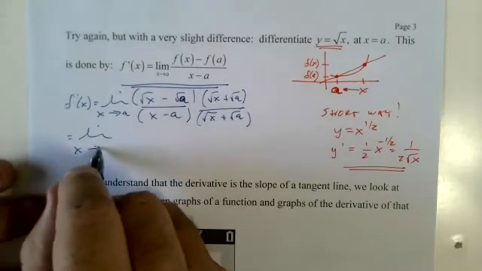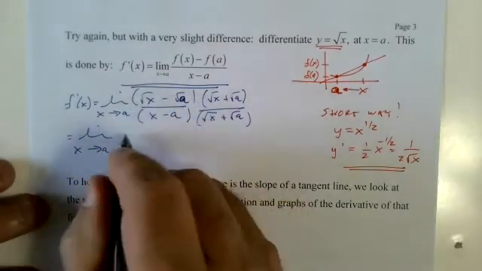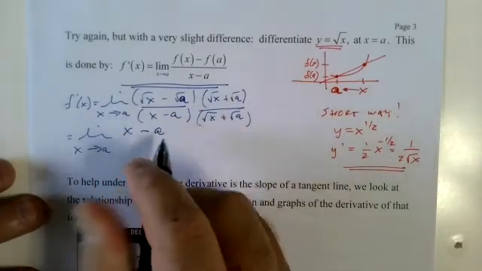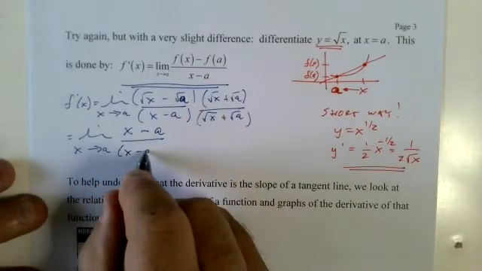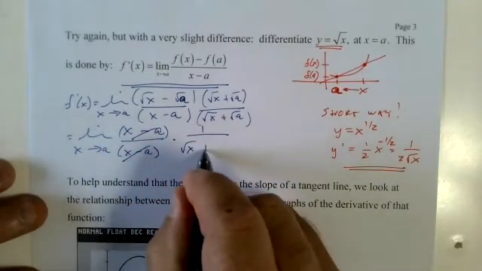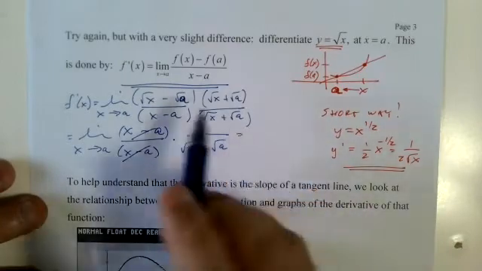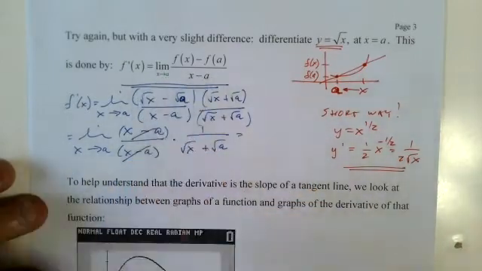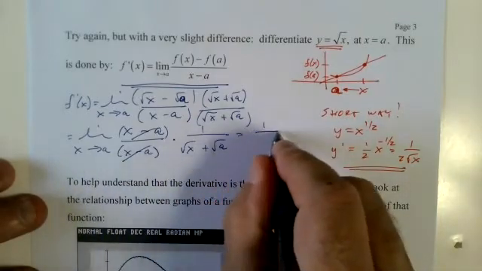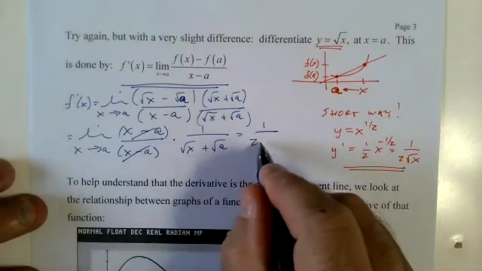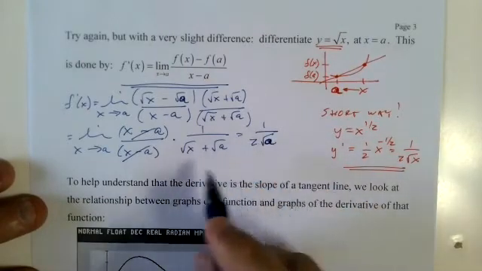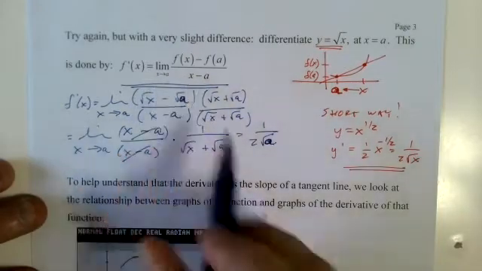Limit as x approaches a, root x times root x is x, the middle terms cancel, minus root a times root a is a. Kill. See ya. Wait a minute, why didn't you just put x equals a? Oh, because it becomes 0 on the bottom. All right, as x approaches a, so put an a there, which is 1 over root a plus root a, which is 2 root a. Doggone it, why do I keep doing that? As x approaches a.